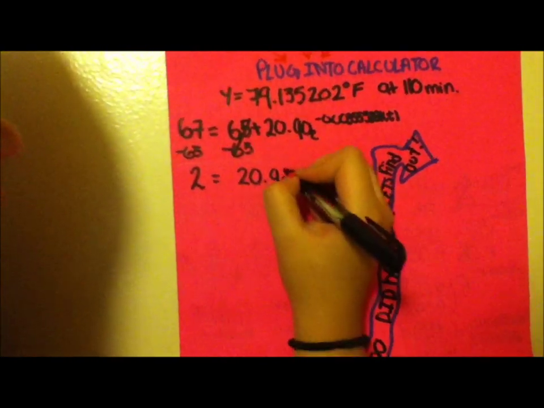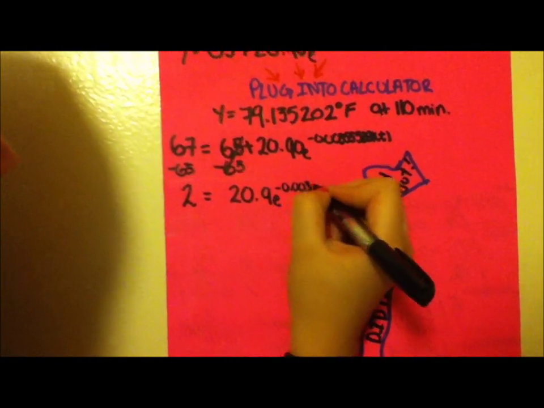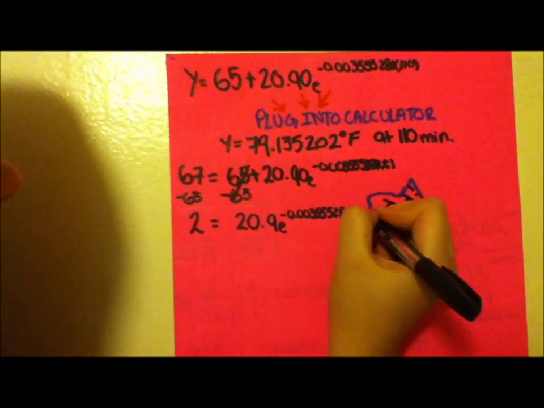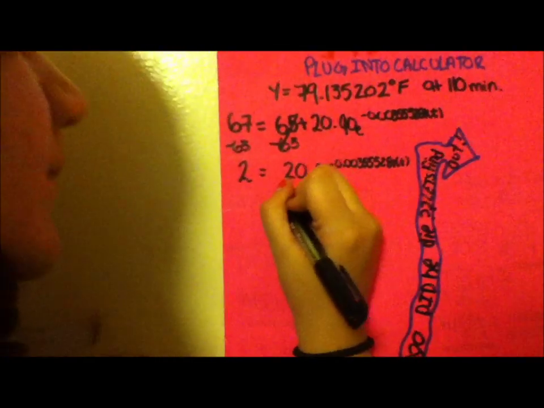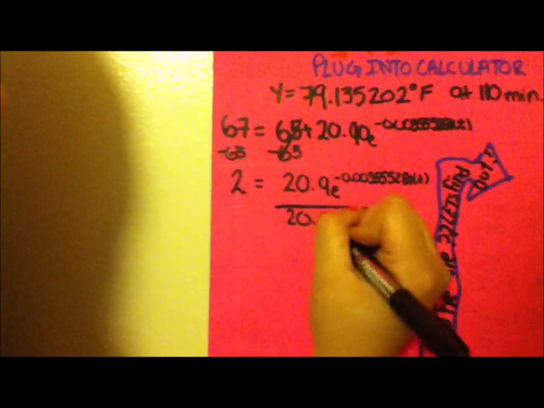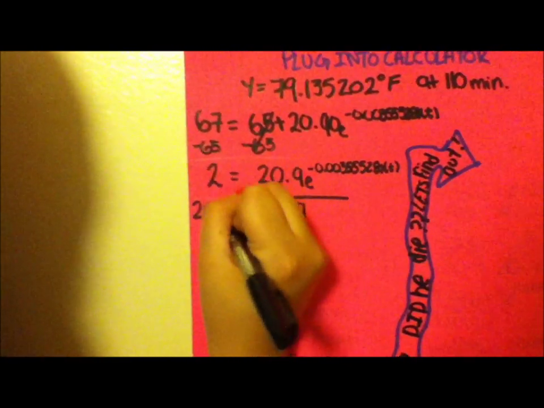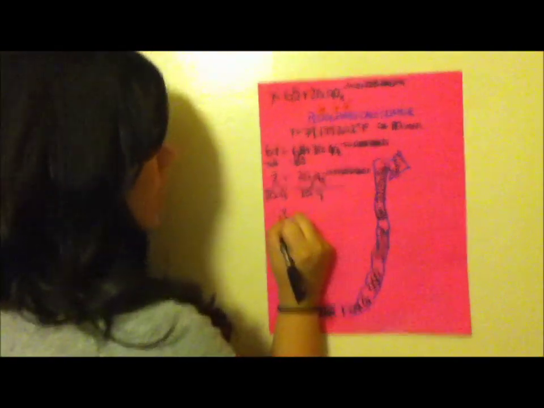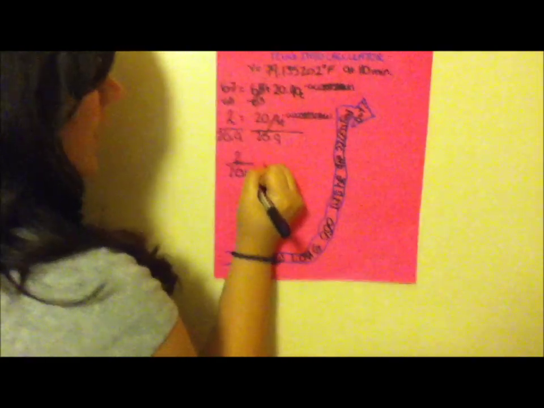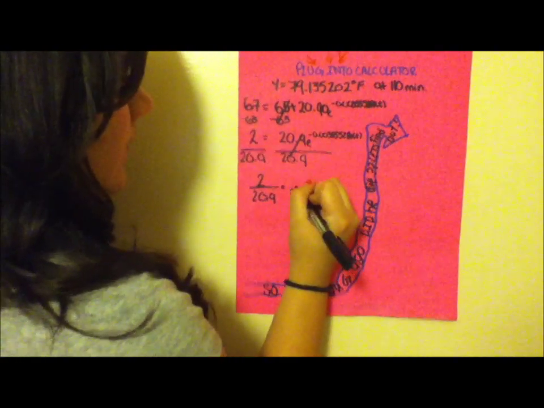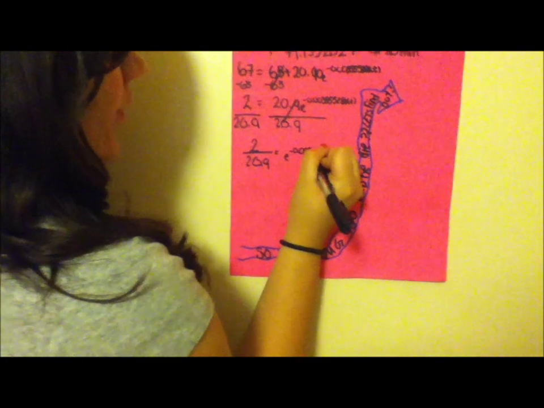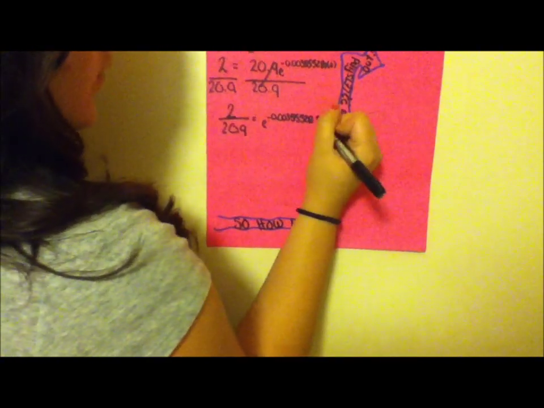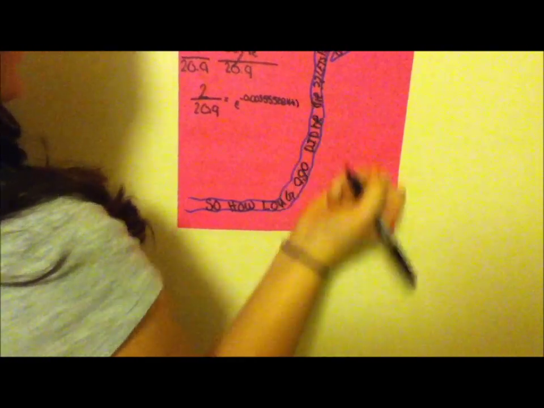20.9 e to the negative 0.003555281 t. Now we divide by 20.9 on both sides. These cancel, and you're left with 2 divided by 20.9 equals e to the negative 0.003555281, or k, times t.